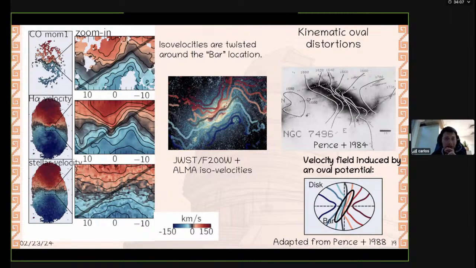So in all these cases, we observe a central distortion in CO, H alpha, and also in the stellar velocity. The black line represents the position angle of the infrared light observed by the JWST, right? In all these cases, we observe some sort of distortion, probably associated to the bar, to the infrared bar observed. In fact, if we overlay the CO isovelocity contours on the JWST image, we would observe that the isovelocity lines are aligned parallel to the bar, to the infrared bar.